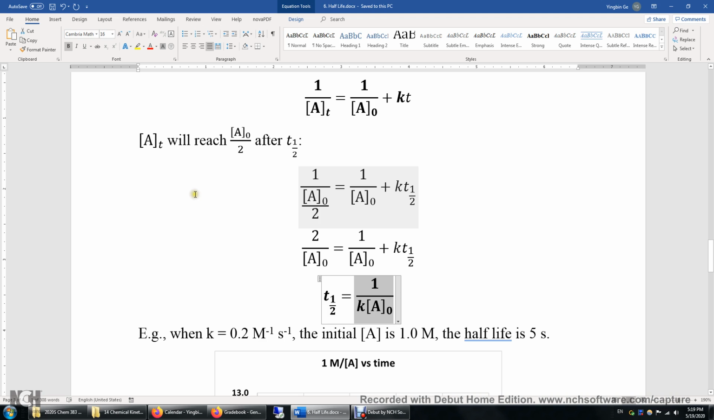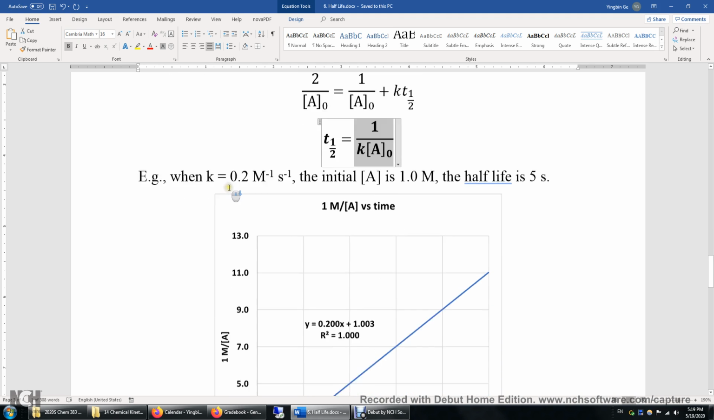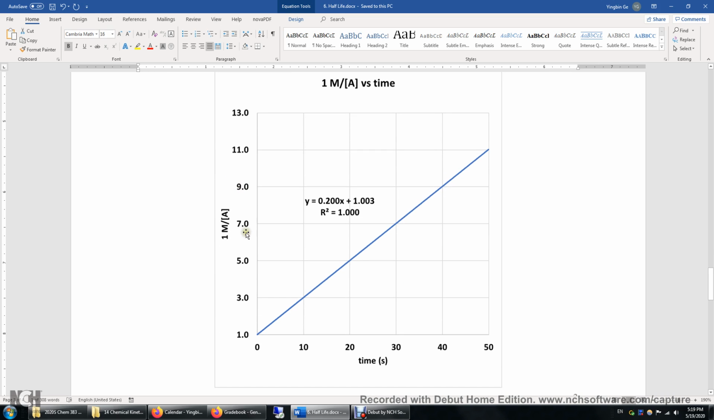Now let's look at the Excel graph. How does the concentration of A change with time in a second order chemical reaction? The y-axis is actually 1 over A. The reason I say 1 molar over A is to get rid of the unit, because A is in molar, and if I say 1 molar over the concentration of A in molar, we'll just get a number without any unit here. And this is one way to label the axis. Another way is to say the axis is just 1 over A with a unit. The unit is molar to the power of -1.